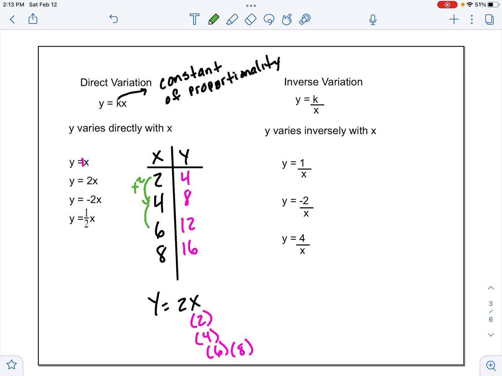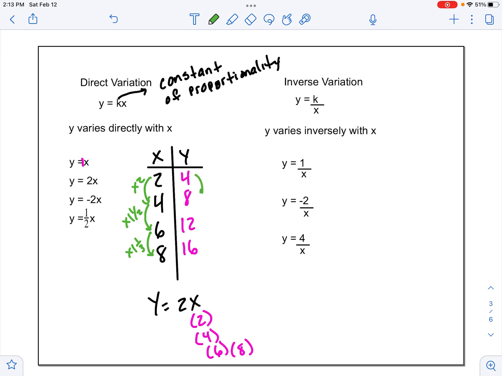To get from 2 to 6, and we're always talking about multiplication, that's actually going to be a times 1.5. Okay? And then to get from 6 to 8, that's actually going to be times 1 and 1/3. So let's see if the y values vary the same way on the other side.